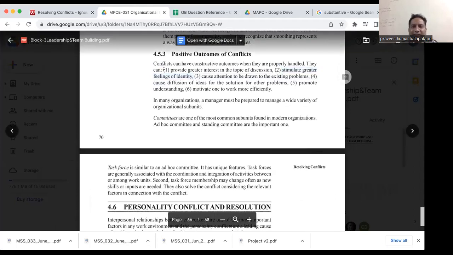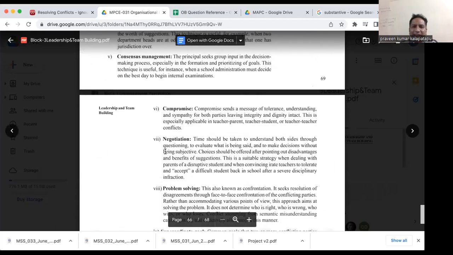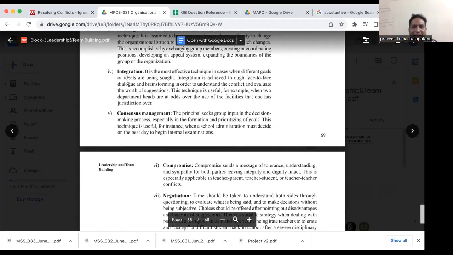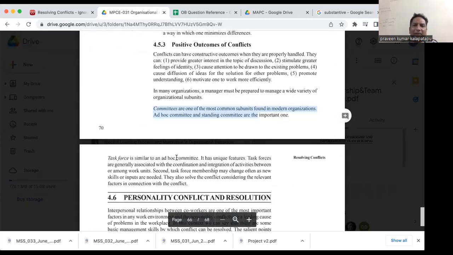I think this section is something that you could write by yourself or read. Committees are one of the most common subunits found in this. There could be committees and task force groups. We talked about some of the things here, like integration and consensus management. You could have those things organized by these task forces, right?